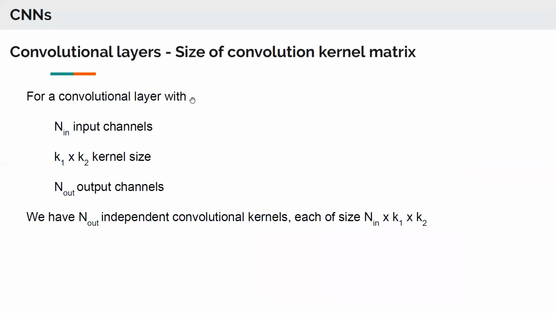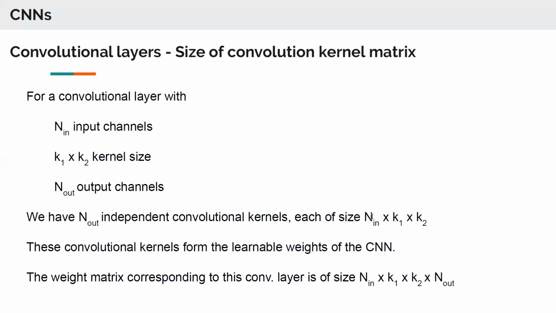Okay, so once we have defined the number of input channels, the kernel size, and the number of output channels, then basically we have the size of the whole convolution matrix. So we have n_out independent convolutional kernels, each of which is of size n times k1 times k2. Notice that when the number of input channels is n, each of the convolutional kernels also has the same number in its depth dimension.